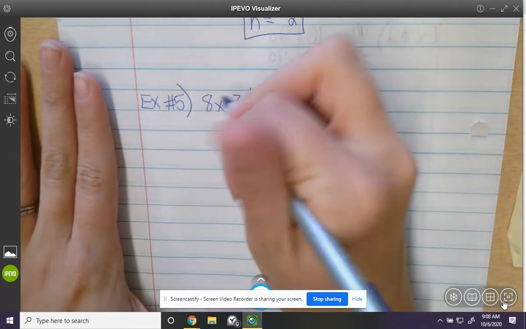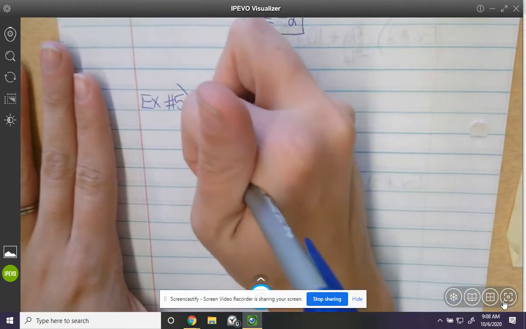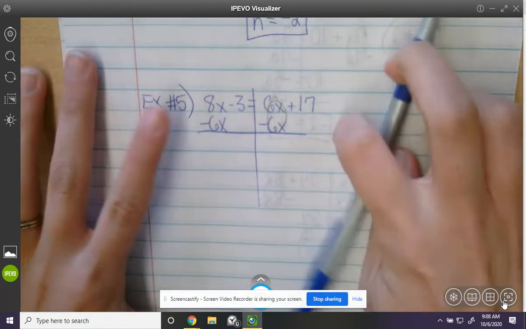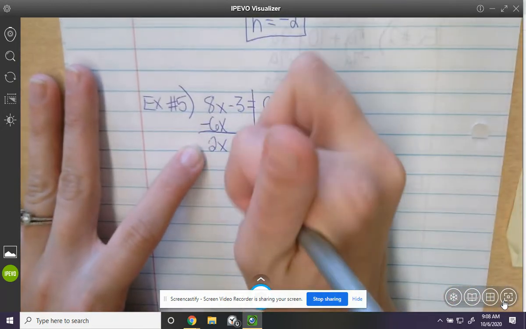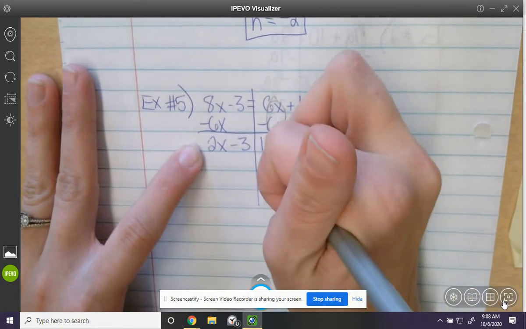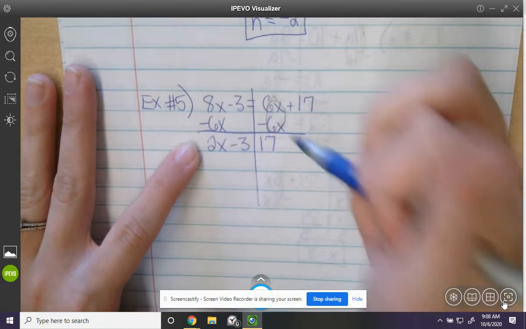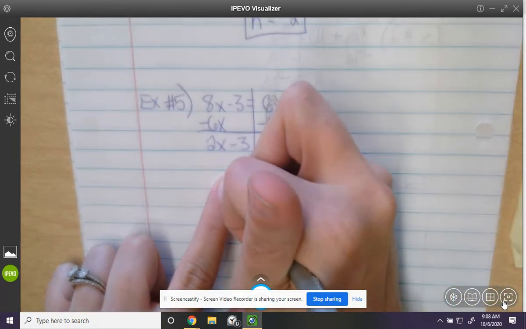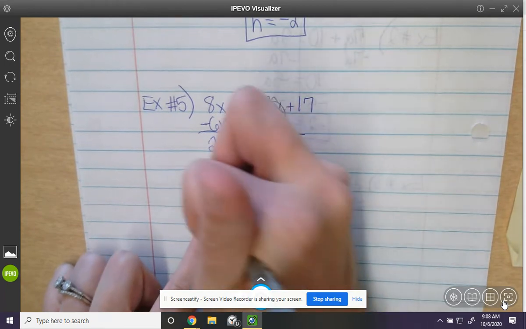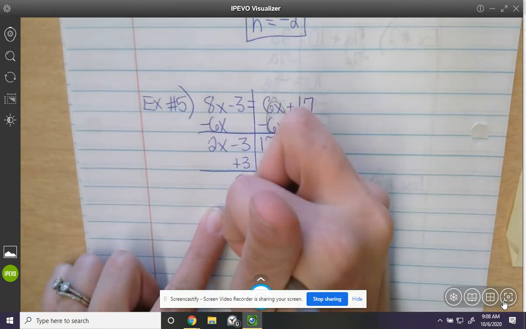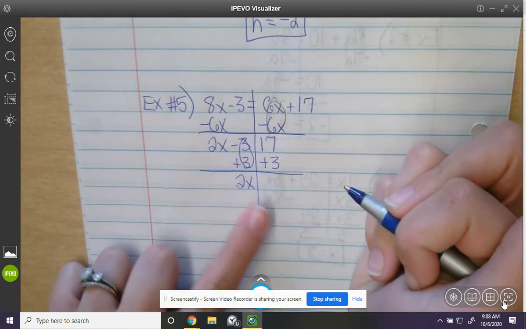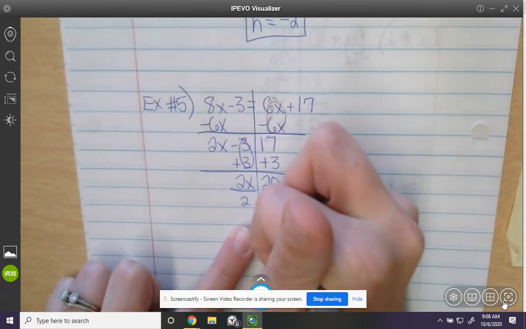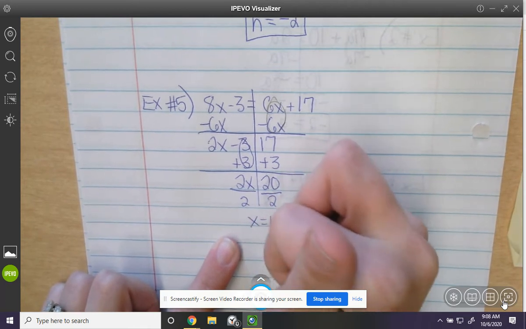I'm going to move my 6x over here, so minus 6x, minus 6x. That zeroes it out. Redo everything, so that'd be 2x minus 3, and 17 drops down. Since I moved this over here, I got to move my number over here. So to make that 0, I have to add 3. So I have 2x, because that zeroed out. And then 17 plus 3 is 20. Divide by 2. X equals 10.